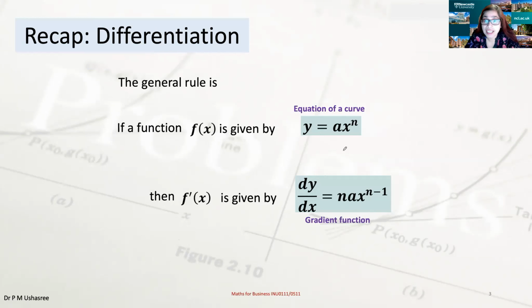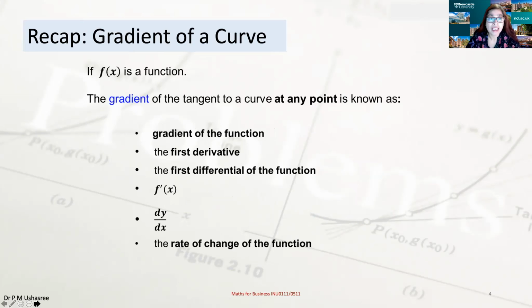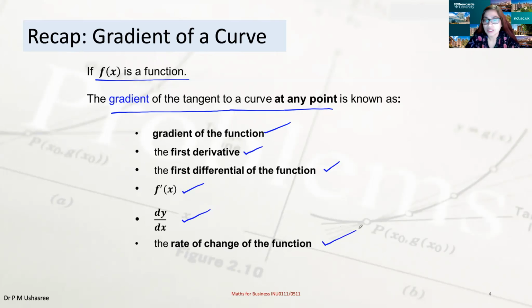Okay, so we have seen that when a function or equation of the curve is given by y is equal to ax to the power of n, the dy by dx or the gradient function is given by n times a times x to the power of n minus 1. And we have also seen that if f of x is a function, the gradient of the tangent to a curve at any point can be known as the gradient of the function, or the first derivative, or the first differential of the function, or f prime x, or dy by dx, or the rate of change of function.